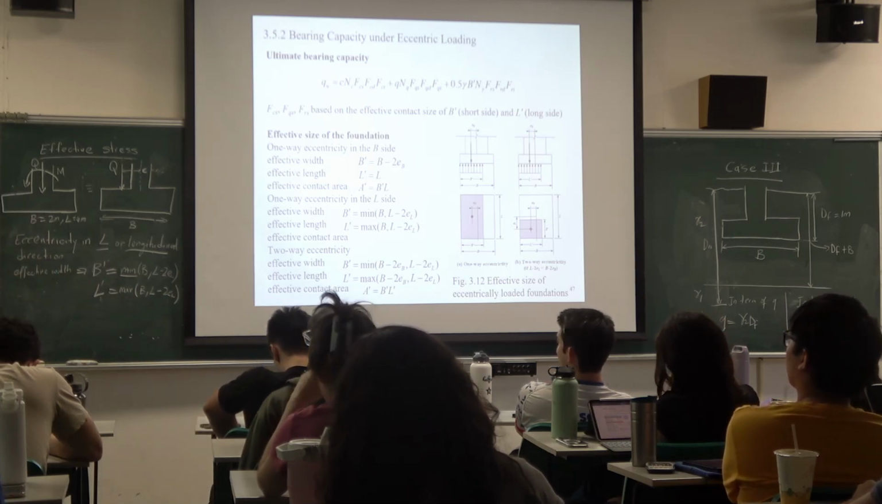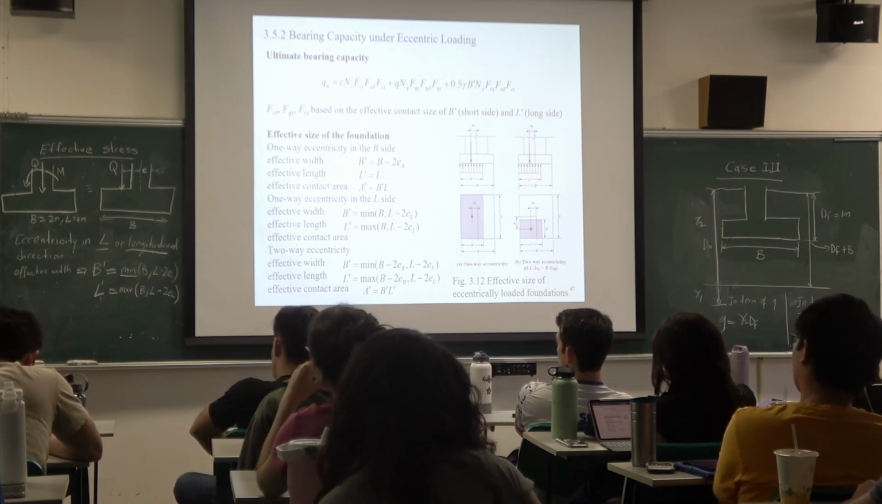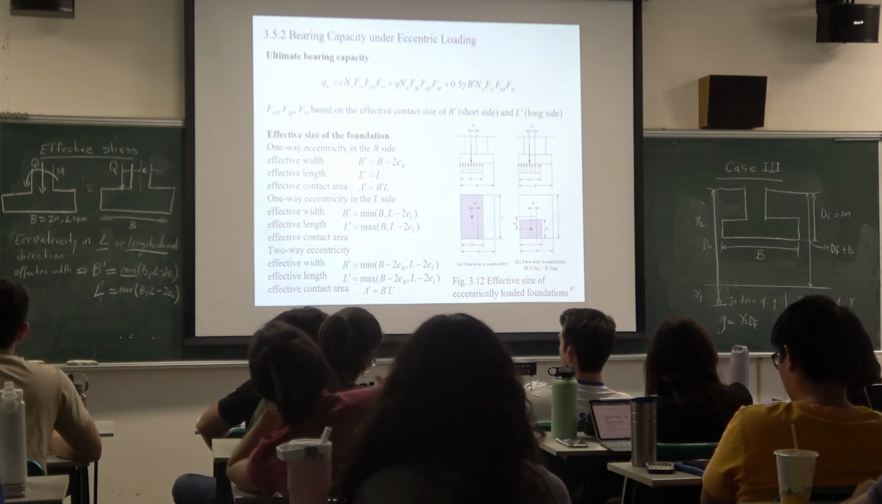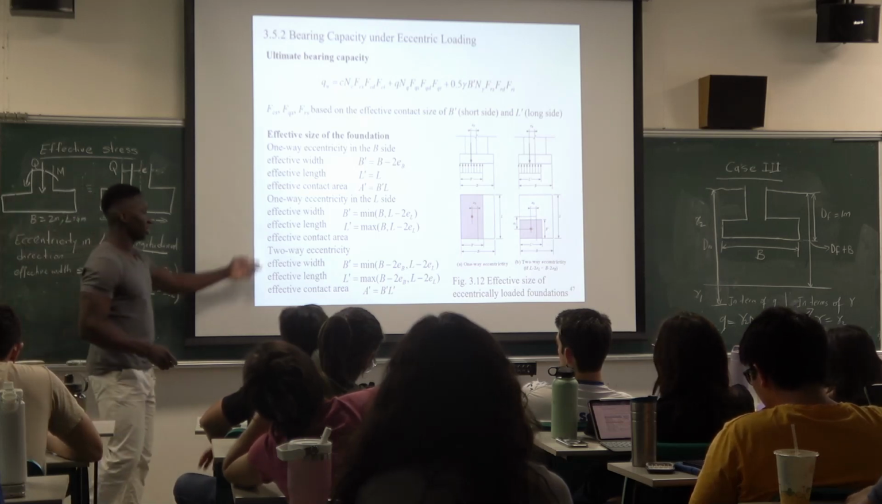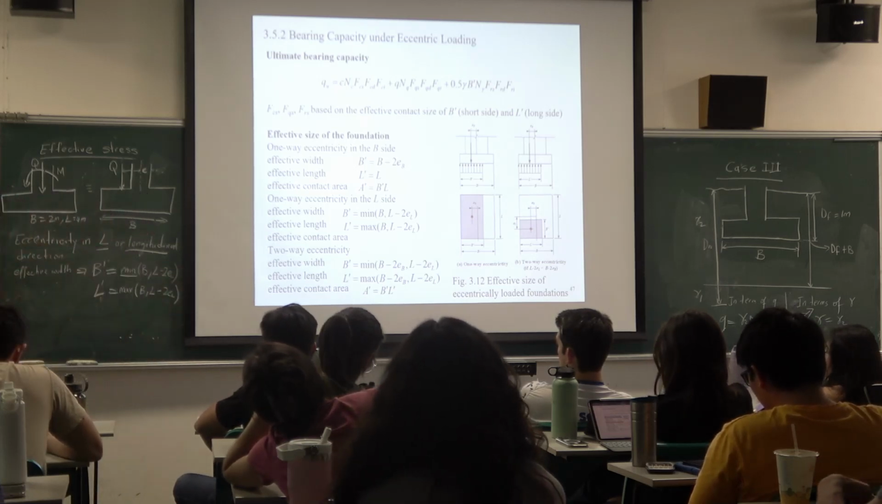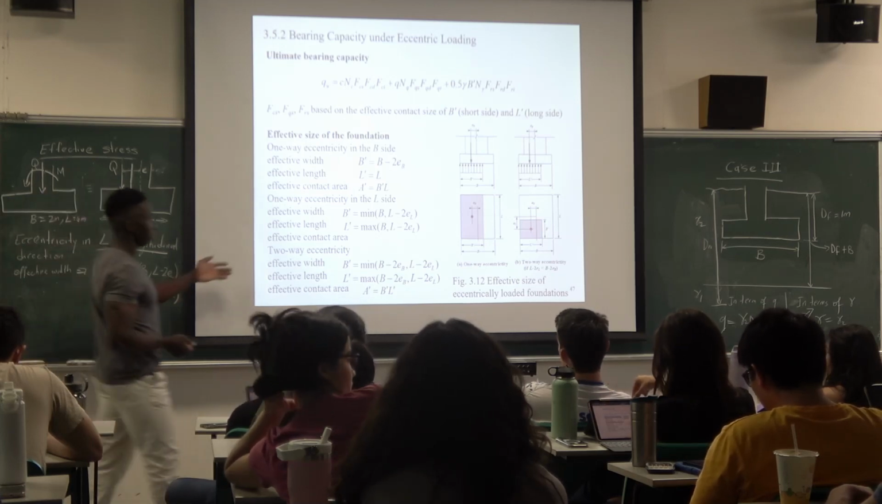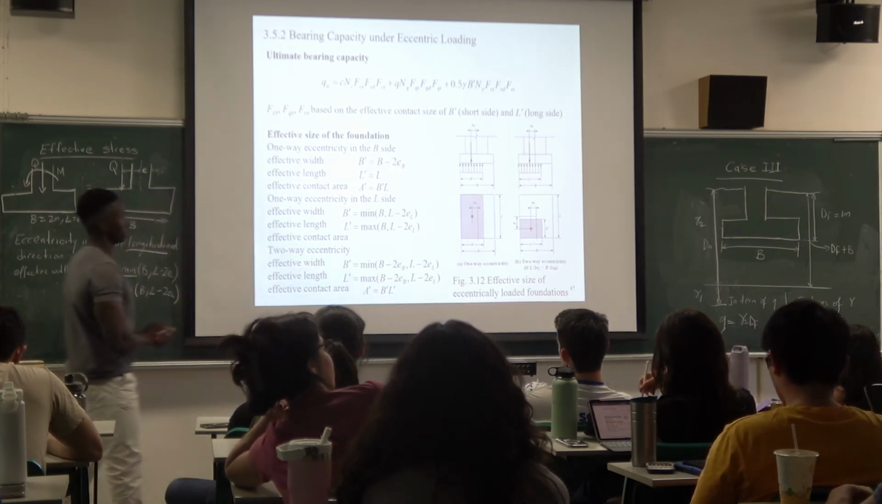Okay, so we have one-way eccentricity in the B direction, one-way eccentricity in the L direction, and then sometimes you have moment in both directions, on the B side and on the L side. So it's the same thing. For that type of problem, you can also use the same formulations.